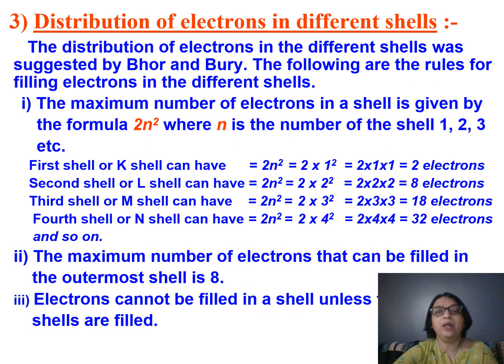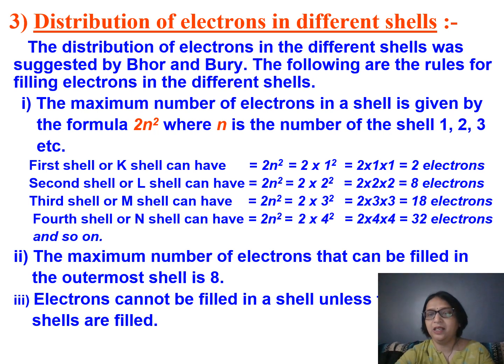So, how are electrons distributed in different cells? The distribution of electrons in the different cells was suggested by Bohr and Bury. This is also known as the Bohr-Bury scheme. The rule for the Bohr-Bury scheme is that the maximum number of electrons in a cell is given by the formula 2n square, where n is the number of the cell, that is 1, 2, 3, 4, etc.